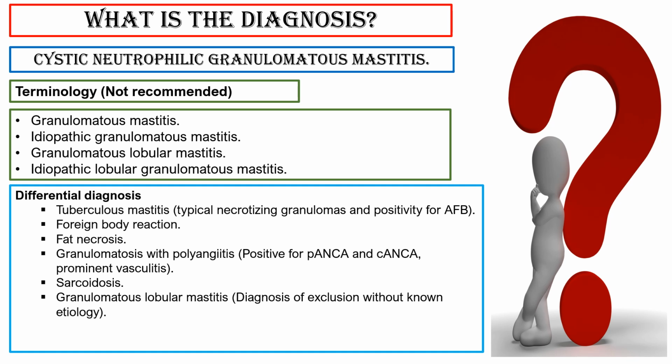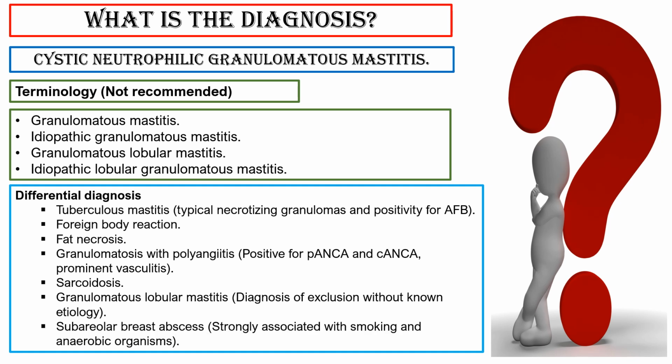Sarcoidosis, granulomatous lobular mastitis. It is a diagnosis of exclusion without known etiology. Subareolar breast abscess. It is strongly associated with smoking and anaerobic organisms.